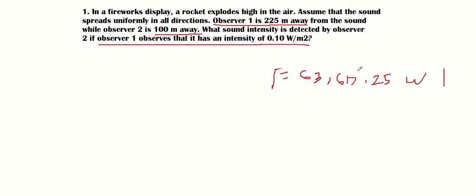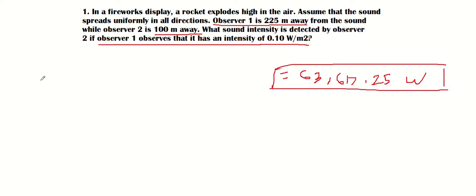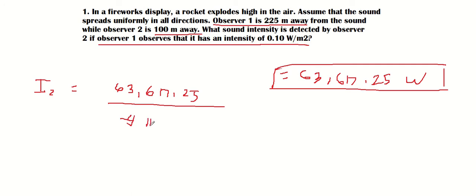Ayan, so ito yung value natin for power. Ayan. So, formula natin for sound intensity. Ayan, lalagyan ko ng sub 2 kasi intensity ng observer 2 is power. So, since meron na tayong given na power na 63,617.25, diretso na lang natin dito. And then 4 pi r squared. So, r natin dito is 100 meters. Ito siya. Kasi yung distance ng observer 2 mula dun sa source of sound. So, 100 raised sa 2.